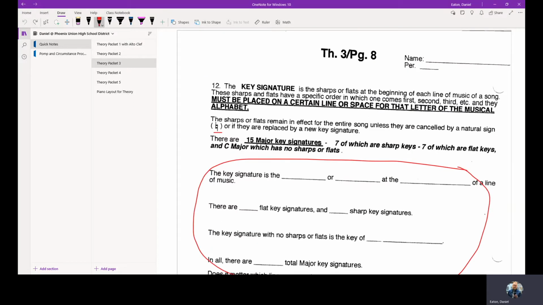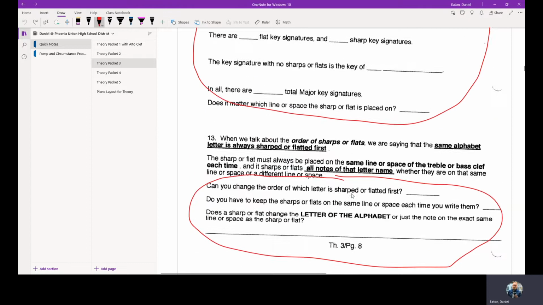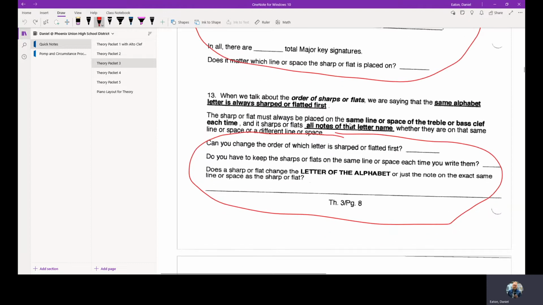Key signature. This is talking more about what it is. It must be placed on a certain line or space for that letter of the musical alphabet. Again, I'd read this information and fill in those blanks, as it probably will ask you questions based on this information. Okay, again, more information here. Read through it, pause the screen, so you can get a nice review of this.